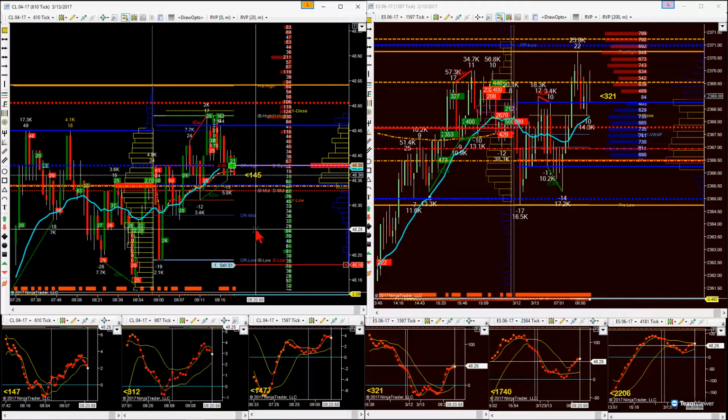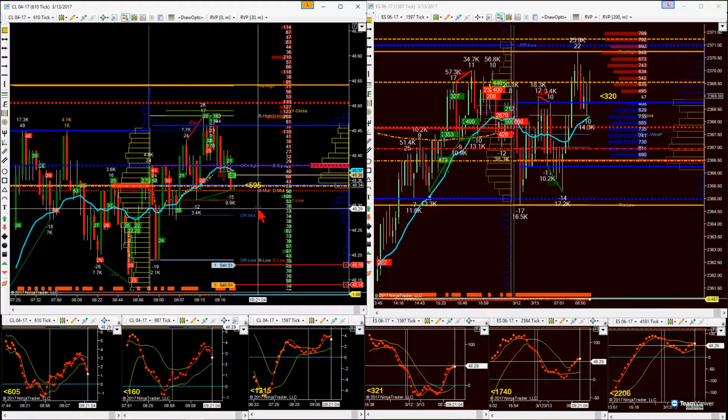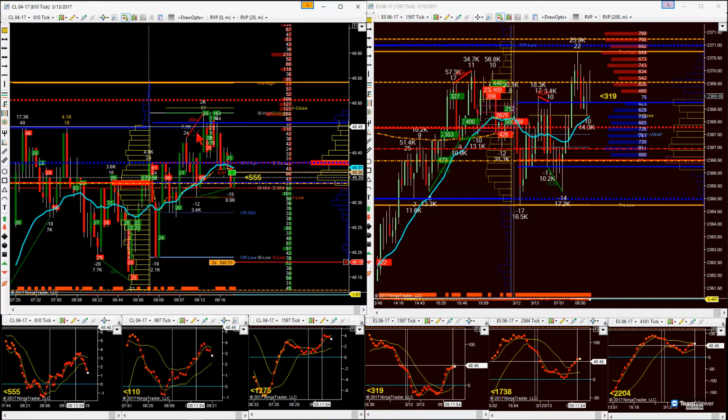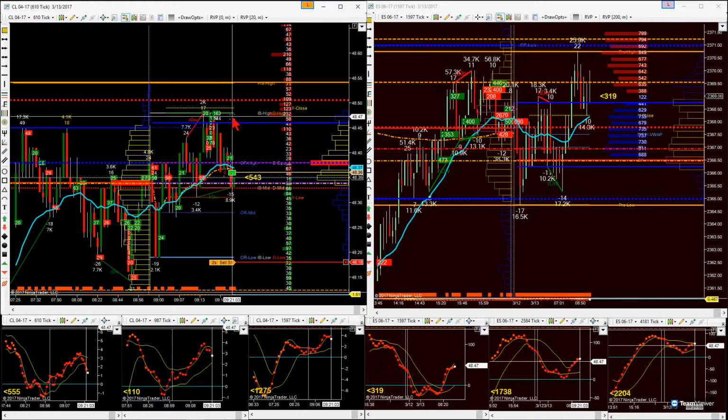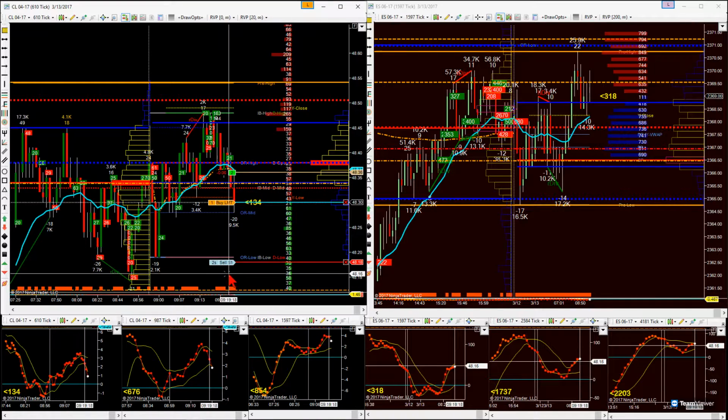Here's where the buyers had held before. And remember, I'm going to add on right here. I am looking for that one flush down, where I believe some of these people are being driven out of their trades, giving us a trap that will hopefully ultimately give us a push back to the upside. Okay, here's my third entry.